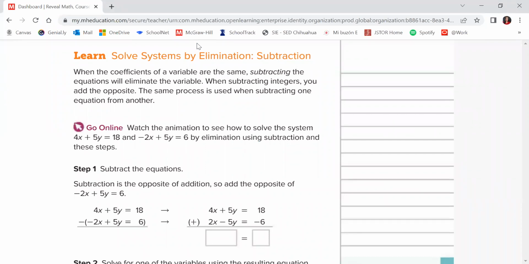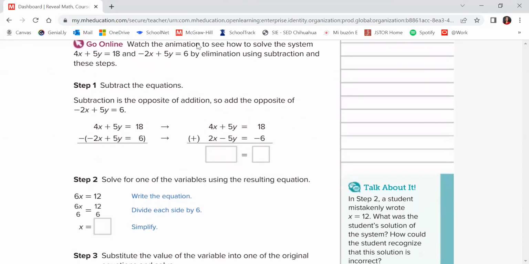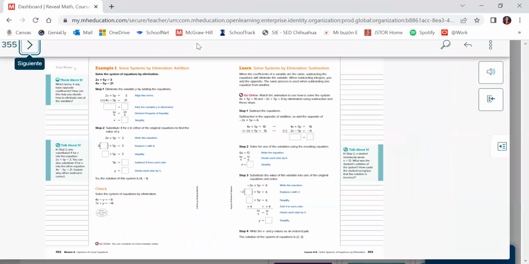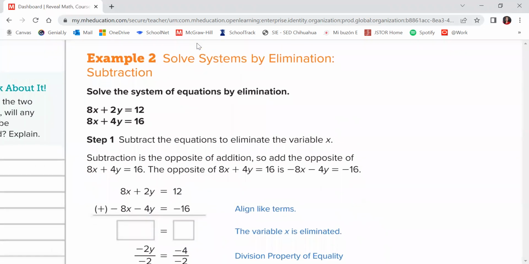Let's continue. We can also solve systems of equations by elimination by subtracting. When the coefficients of a variable are the same, subtracting the equations will eliminate the variable. When subtracting integers, you add the opposite. The same process is used when subtracting one equation from another. Okay, we have this system of equations. Let's go ahead and jump to the next example, example number 2. Solve the system of equations by elimination.